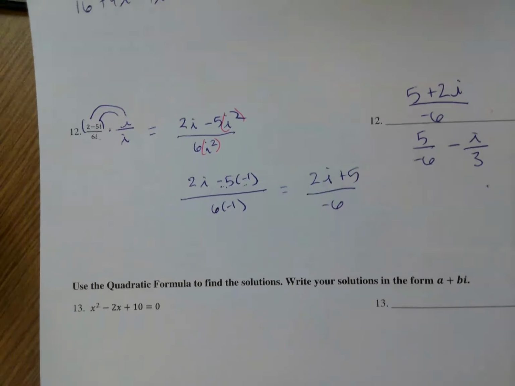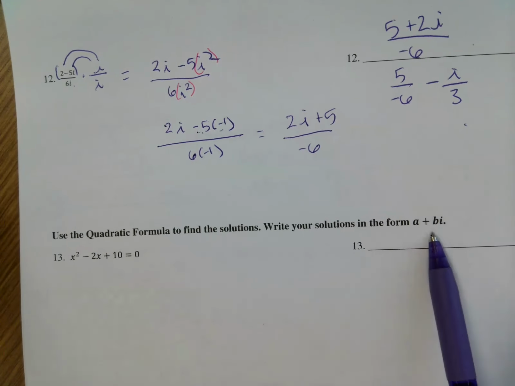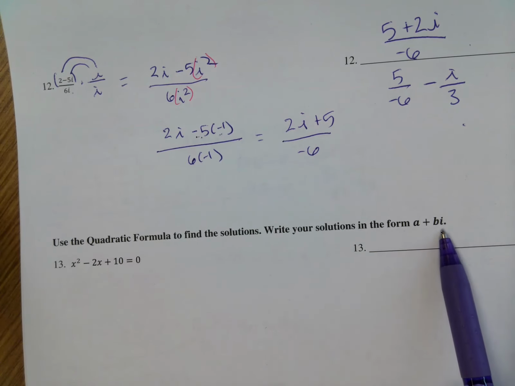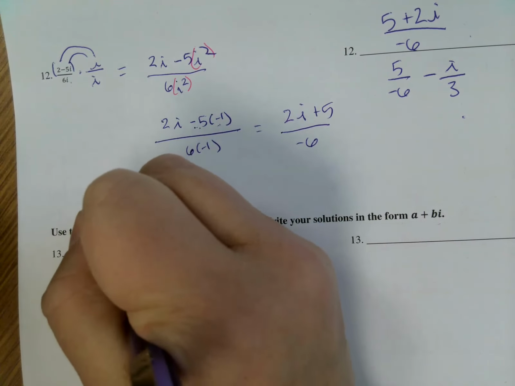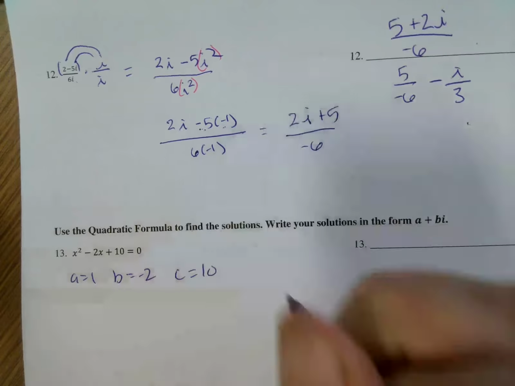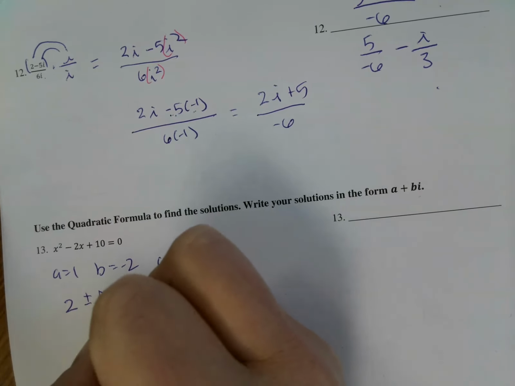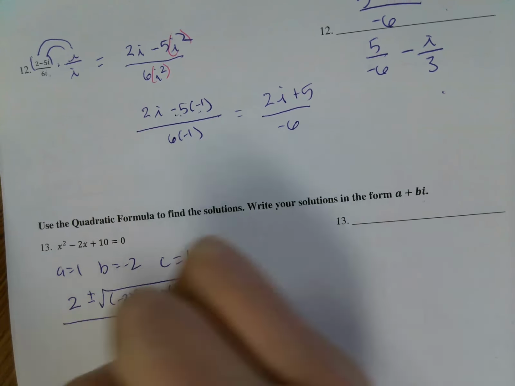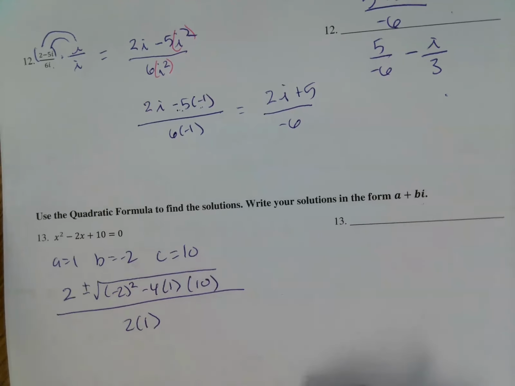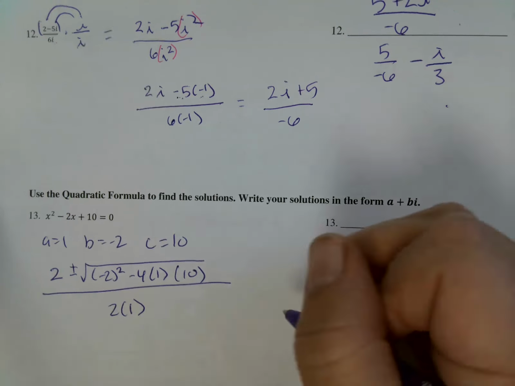And last but not least, it's telling you to use the quadratic formula. It's telling you right here, saying your answer should have an i in it. So my a is equal to 1, b is equal to negative 2, c is equal to 10. So opposite b plus or minus the square root of b squared minus 4ac, all over 2a. If you put that part in your calculator, you should get that that's equal to negative 36.